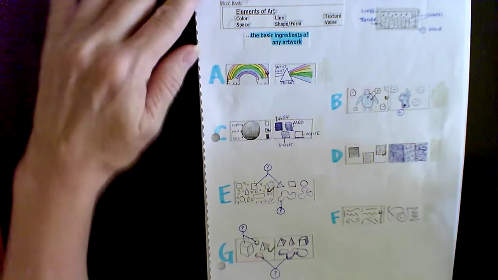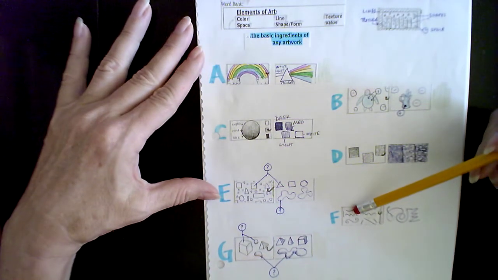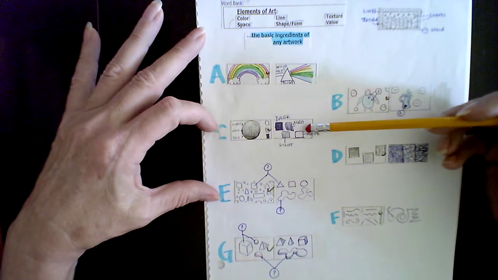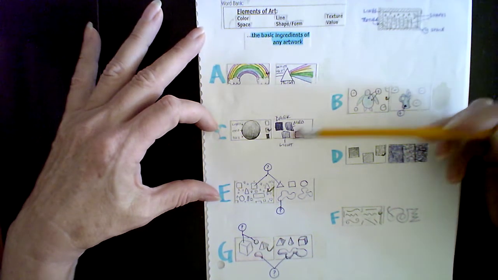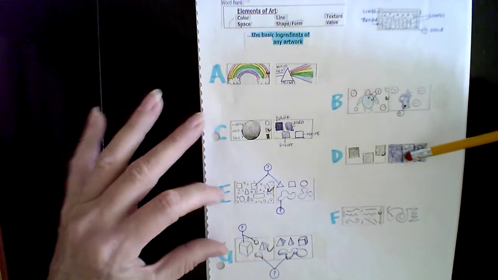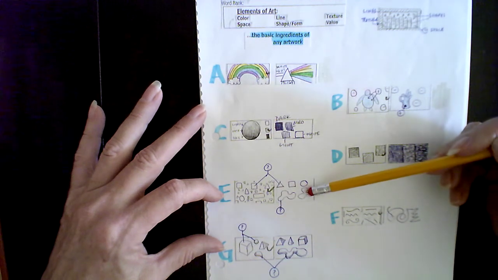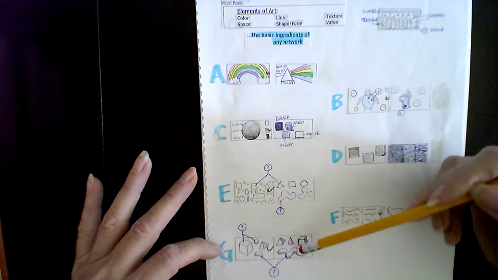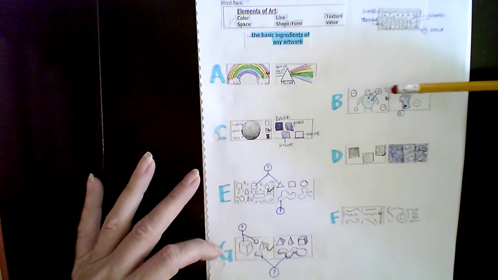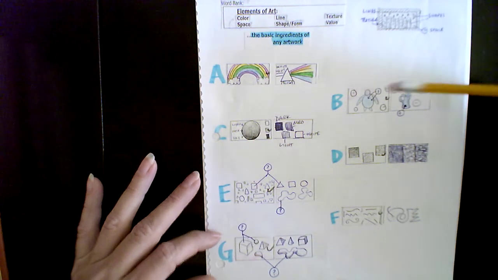All right, hopefully you figured out that line was F, color was A, value was C, light, mediums, and darks, texture was D, shapes were E, we have our geometric and our organics, forms were G, again, geometrics and organic, and space was B, with our positive space and our negative space.